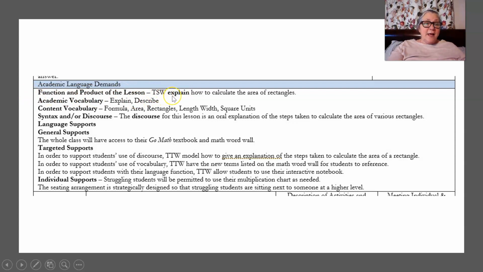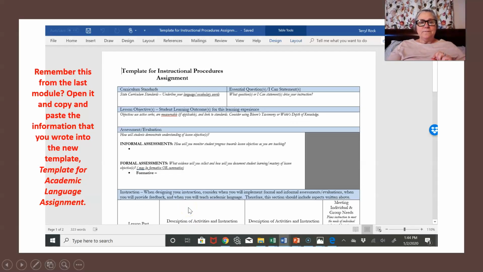The student will explain. Discourse. The discourse for this lesson is an oral explanation of the steps. Isn't that a beautiful work of art whenever you've got the explain and explanation all lined up? So nice. Again, the supports, targeted supports, individual supports.